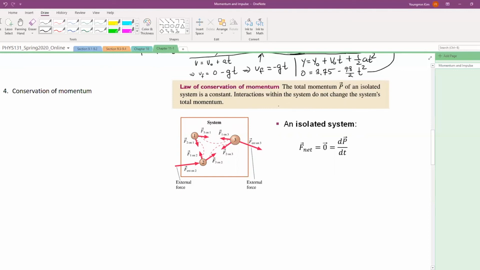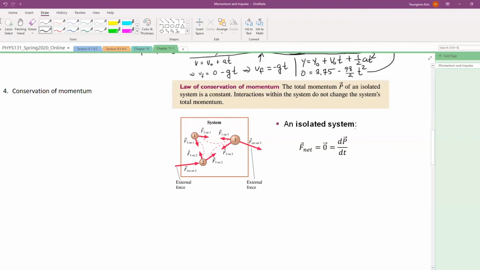Now, for the law of conservation of momentum, just change the wording of energy to momentum and you have the exact same concept. Let's reiterate once again. The total momentum of a system that is isolated is a constant. Interactions within the system do not change the system's total amount of momentum.